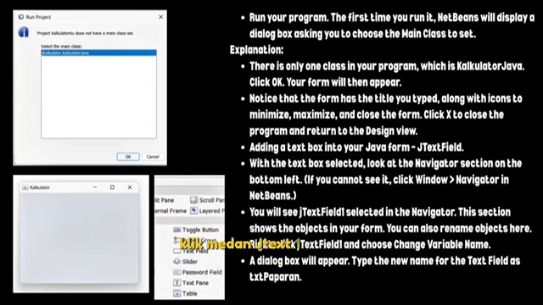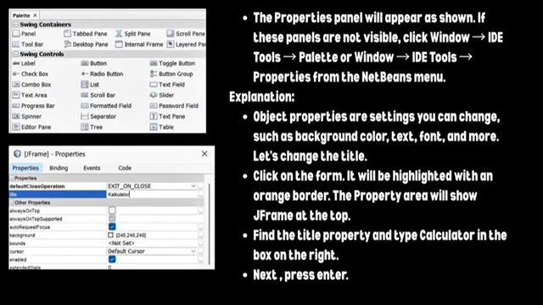Right-click jTextField1 and choose Change Variable Name. A dialog box will appear. Type the new name for the text field as text paparan. The Properties panel will appear as shown. If these panels are not visible, click Window, IDE Tools, Palette or Window, IDE Tools, Properties from the NetBeans menu. Explanation: object properties are settings you can change, such as background color, text, font, and more.